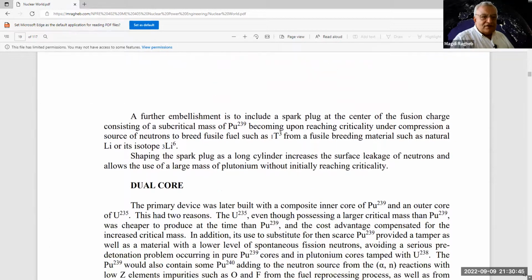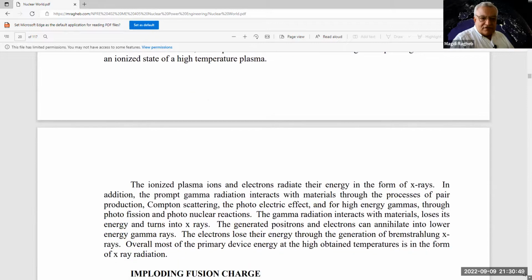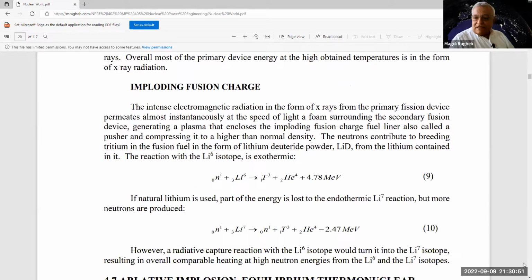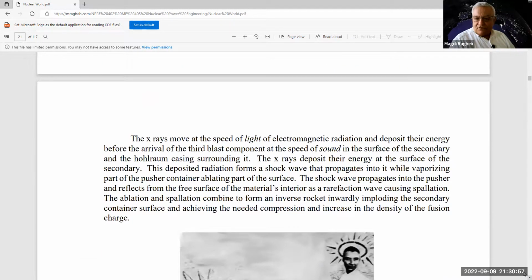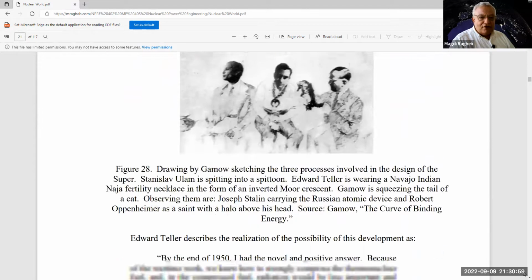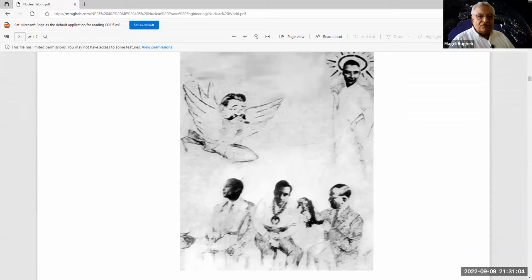The idea was to use what's called a hohlraum. That is a black body radiator. We have covered that material already. And it was suggested by the three scientists. And this is a picture in the book by Gamov describing the whole process of how to generate fusion having a fission device.